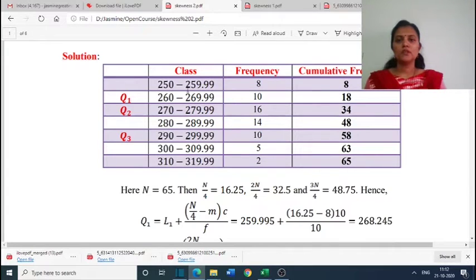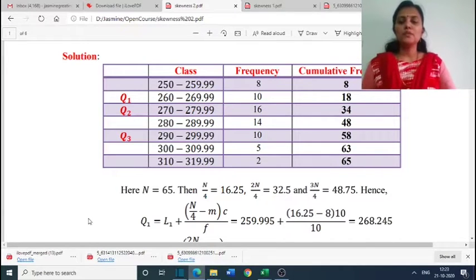So the solution is, we have to find Q1, Q2, Q3 first. For that we have to write the cumulative frequency also. The first cumulative frequency is 8. Now we add 10, so it is 18. 18 plus 16, 34. 34 plus 14, 48. 48 plus 10, 58. 58 plus 5, 63. 63 plus 2, 65. Here n is equal to 65.